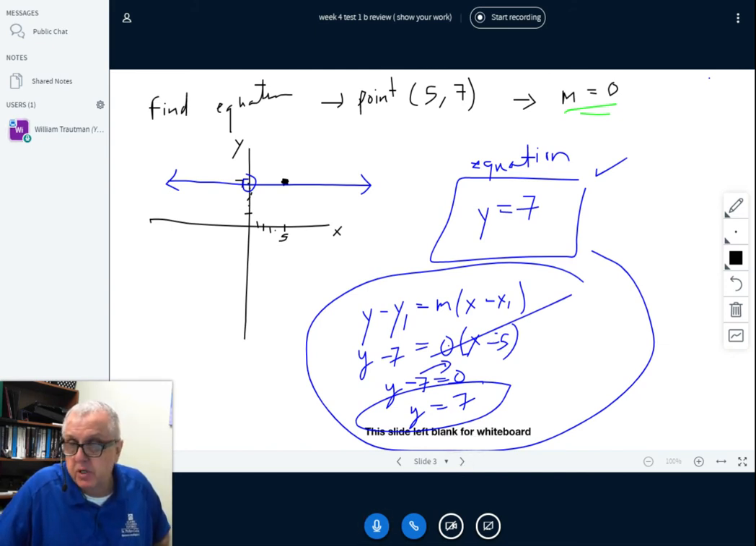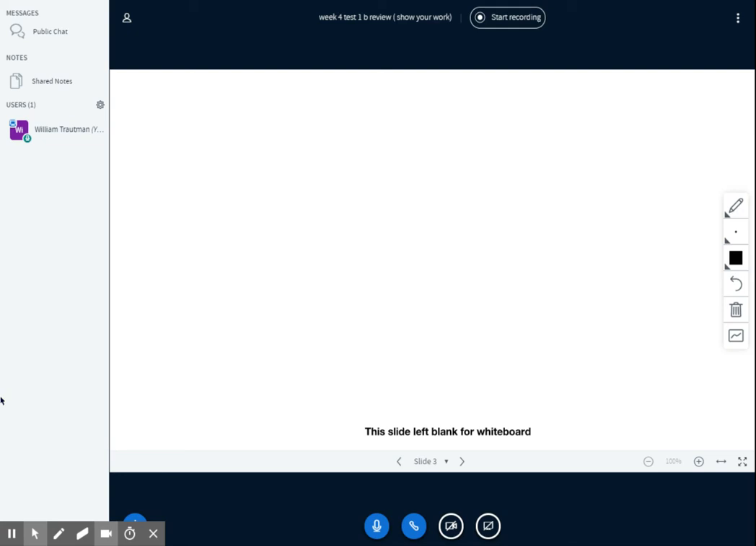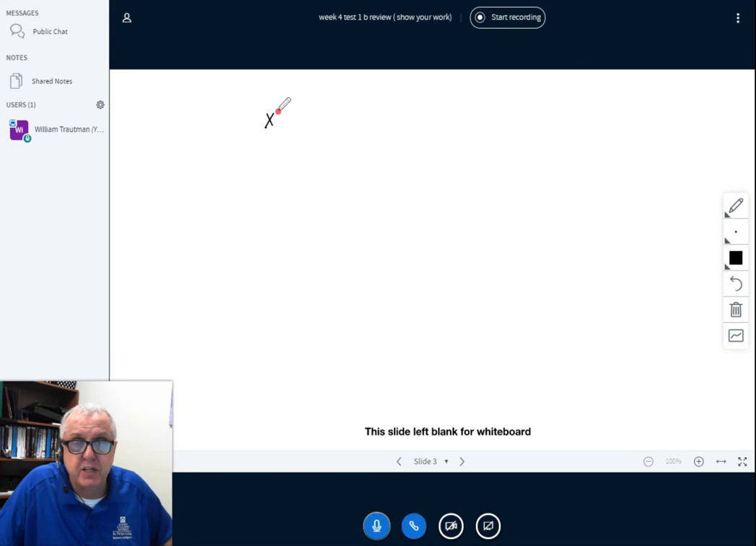Let's see the next problem. Find all vertical asymptotes of the function. Show all factoring work. You definitely have to show factoring work.